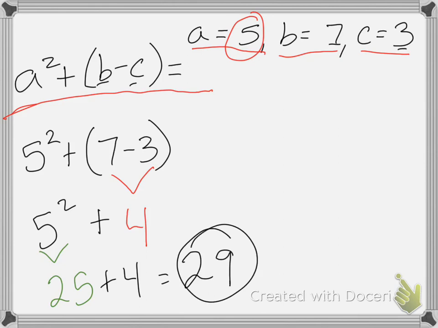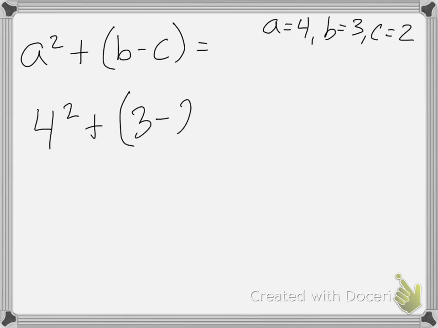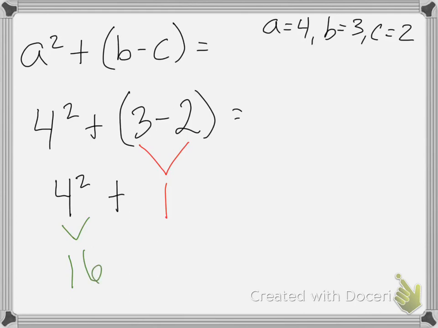Okay, we'll try this one more time. Same type of problem, but with different numbers. Okay, so a squared, so in this case it'll be 4 squared plus 3 minus 2 equals. Okay, so parentheses come first. 3 minus 2 is 1. Then I drop down everything I haven't used. Then I do exponents. 4 squared is 4 times 4, which is 16. Drop down what I haven't used. So I'm left with 16 plus 1 equals 17.